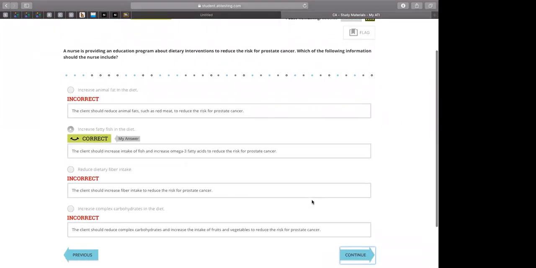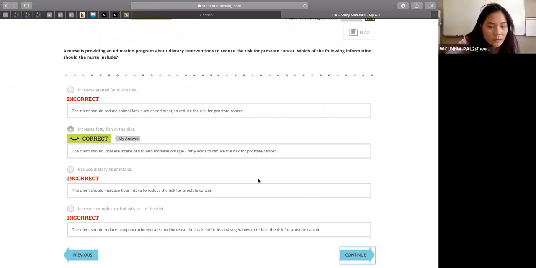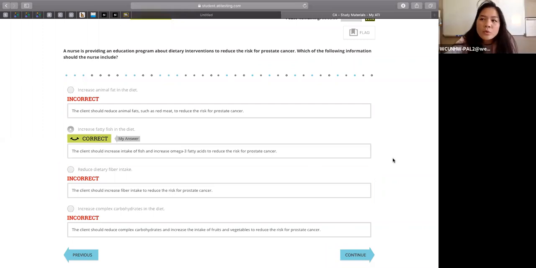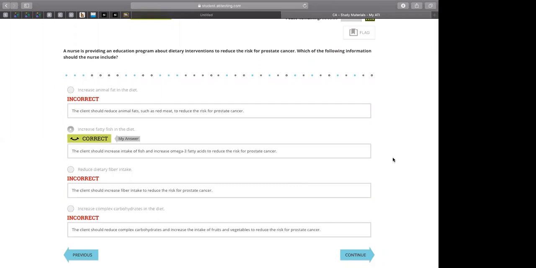So magnesium wouldn't affect. Magnesium in fish wouldn't affect our chances with prostate cancer. I don't know whether magnesium affects the prostate. I'm not sure. Okay.